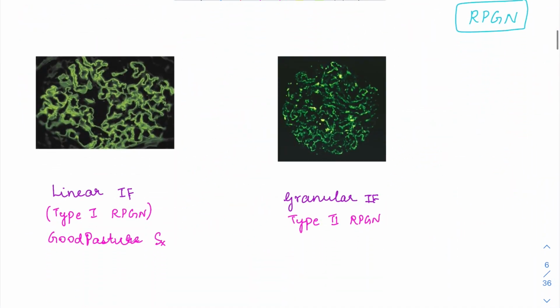Okay. So immunofluorescence, I've already mentioned the granular immunofluorescence, which can happen in type 2 RPGN. But this is the image of a linear immunofluorescence. If you see, it is looking like a ribbon, right? So the entire glomerular basement membrane is being highlighted by the antibody, and that is what is called a linear immunofluorescence or a ribbon-like immunofluorescence.